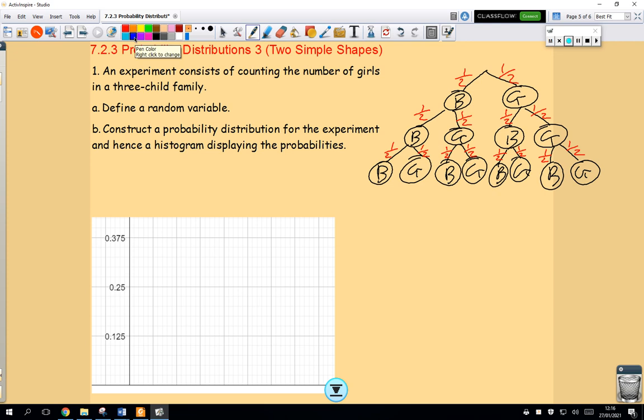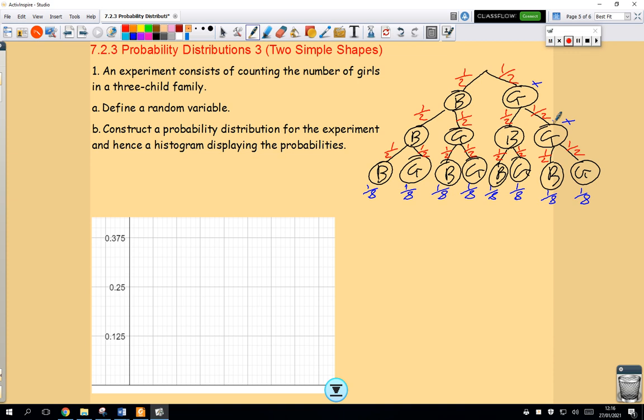And let me write the probabilities of each one. So the probability of 3 boys is a half by a half by a half. It's 1/8. The probability of boy, boy, girl is 1/8. The probability of boy, girl, boy is 1/8. The probability of boy, girl, girl is 1/8. The probability of girl, boy, boy is 1/8. And you'll see, hopefully, it's 1/8 all the way across, because to find the probability, you just multiply along the branches, a half by a half by a half.